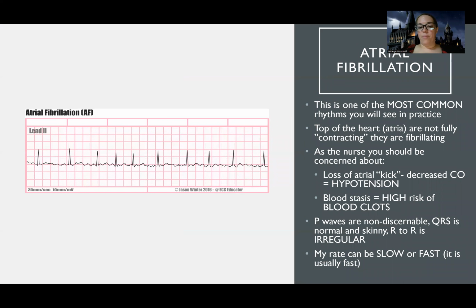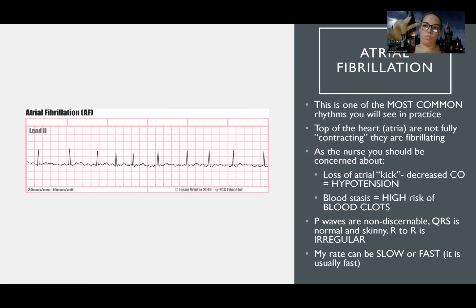So let's talk about AFib. Now, this is going to be one of the most common rhythms you see in practice. And I always tell students, if you learn any rhythm, this is the one you want to learn. You're going to see it a lot. You're going to get tested over it a lot. It's everywhere. What's happening in atrial fibrillation is the top of the heart is not fully contracting, it's fibrillating.